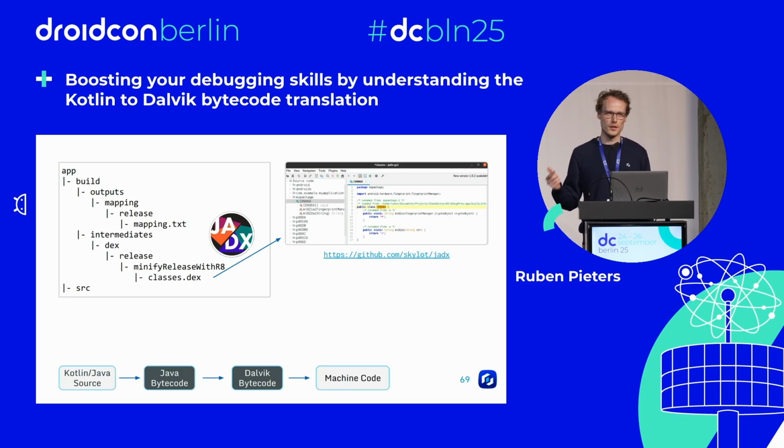JDEX will basically decompile DEX code back into something that looks like Java source code, to make it easier to understand what the code looks like. You also have different ways to look at DEX code that are a bit closer to the actual bytecode, but JDEX will decompile it to make it a bit easier to understand.